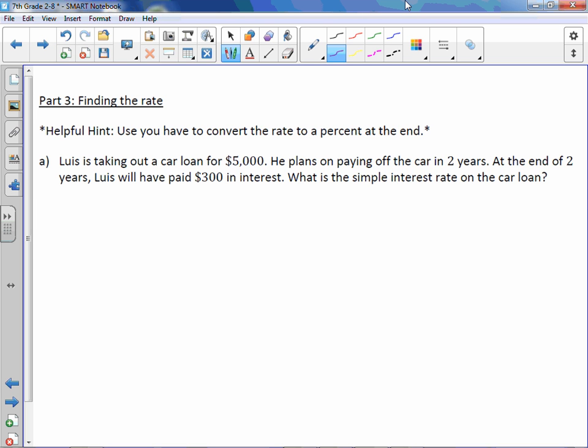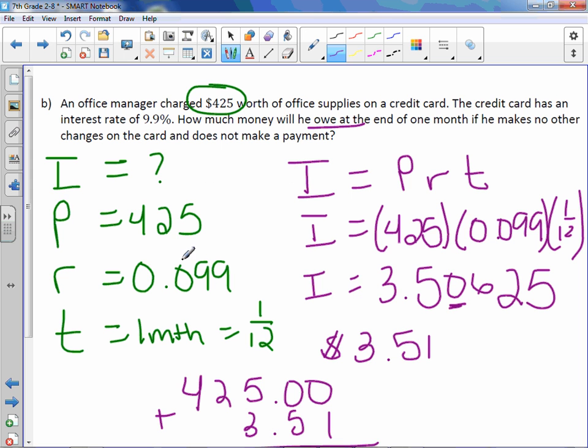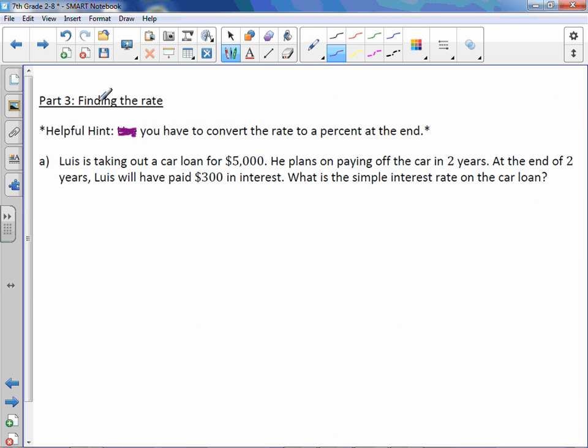Now, sometimes you'll be asked to find the rate. Helpful hint. You have to convert the rate to a percent at the end. When you get a rate, you're going to get a decimal. When we did these problems, we changed them to decimals. So when you find the rate, you will get a decimal, which means you would then have to move the decimal 2 to the right to find the rate, the percentage.